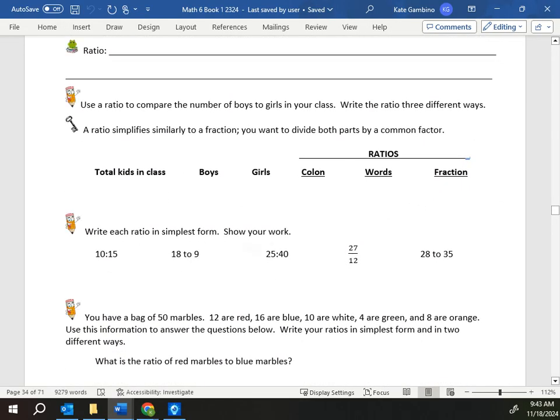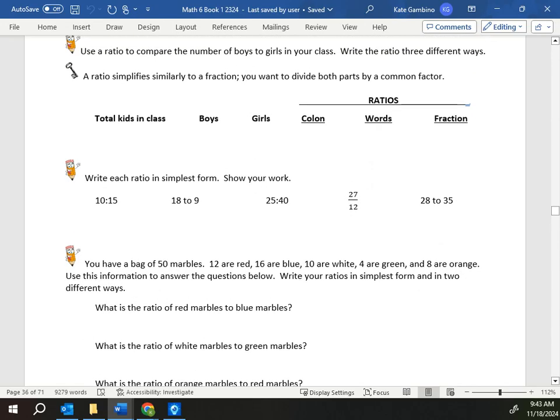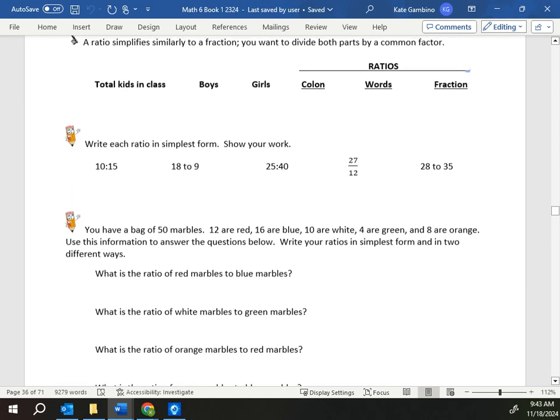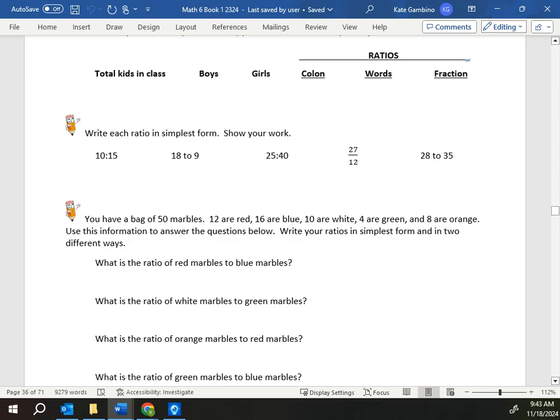Ratios to compare two numbers. Remember, there are 3 ways to make a ratio. You need to write this down. A ratio can be written with a colon, with the word to, or as a fraction. You cannot put down examples. Remember, we don't write examples on our help sheets, but it will ask you to do a ratio in 2 different ways. So you need to use colon, the word to, or a fraction.